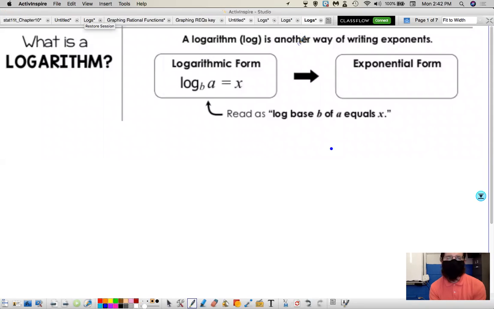All right, guys, so today we're going to talk about the logarithm. So, hey, I'm talking to them now, which is you in the future. A logarithm is another way of writing exponents.